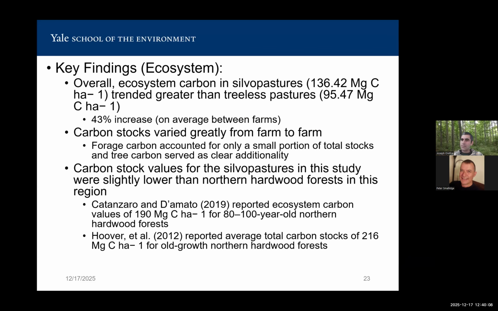But that relative amount of difference, that 43% increase in carbon stored, is a comfortable rule of thumb for the additionality coming primarily from trees being added to treeless pastures: a 43% increase in ecosystem level carbon. That's a little bit elevated because, remember our soil depth. We didn't quantify soil depth down to the deepest soils. We quantified soil depth down to the shallowest restrictive layer.